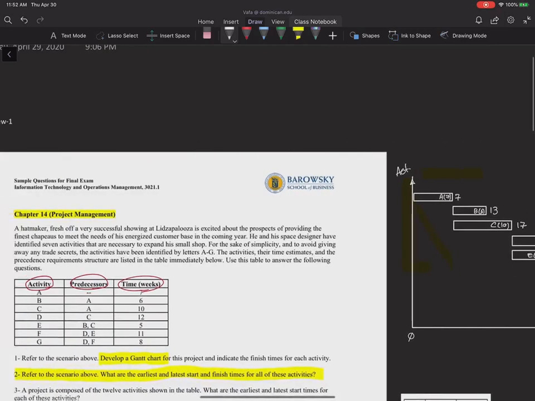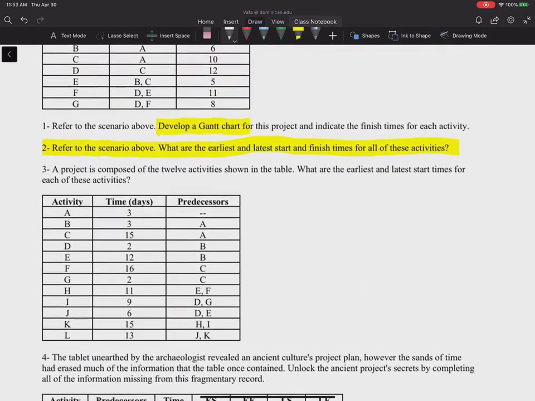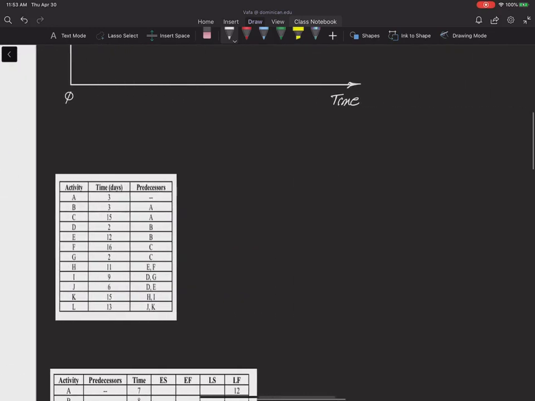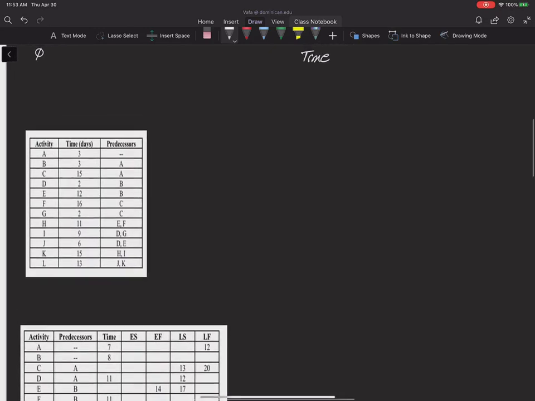Let's move to question number 3 and take a look at that question. Question 3 says that a project is composed of 12 activities shown in the table. What are the earliest and latest start time for each of these activities? Okay, so this is a simple network diagram that we have to build and do a forward pass and backward pass. Let's take a stab at it and see if we can solve this problem. Again, I copied the table, the precedence diagram here, so we can use it and not pan back and forth all the time.